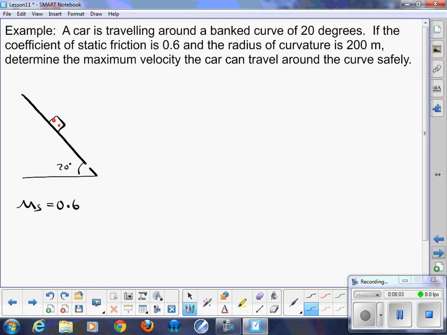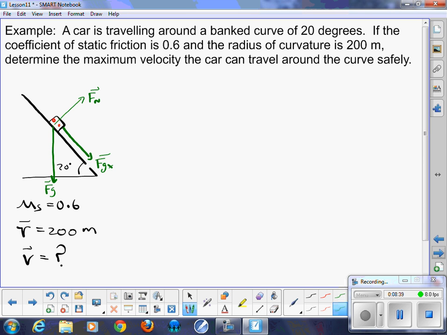What else is given here? Radius of the curve is 200 meters. Determine the maximum velocity. So we are looking for velocity. That's our unknown, that a car can go around the curve safely. So what we've got to do is look in terms of our forces here. So I'm going to draw all my vectors on. So here's my normal force, Fn. We've got our force due to gravity, straight down. It's going to want to slide down here thanks to gravity.